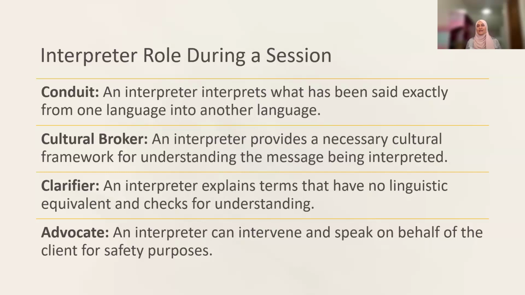Finally, the interpreter might play an advocate role. They can intervene and speak on behalf of the client for safety purposes. These are rare cases, but sometimes interpreters have to advocate for the client if they find that there is a big issue at stake and they need to do something to protect the client's safety. And of course, when they do all these roles, they have to use their clarification protocol to alert the clinician that when they are intervening at this time, they are not interpreting, but they are serving a role other than their primary role, for the safety and the benefit of the client.